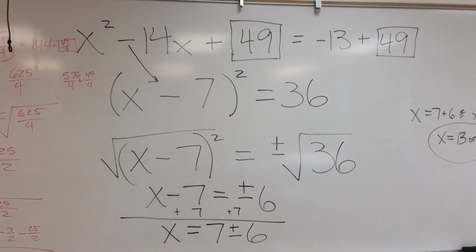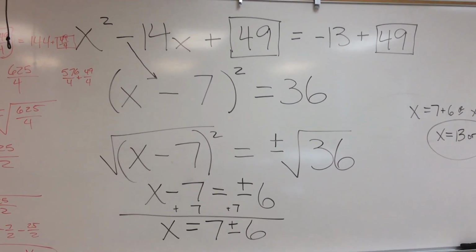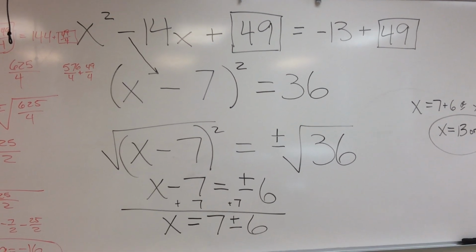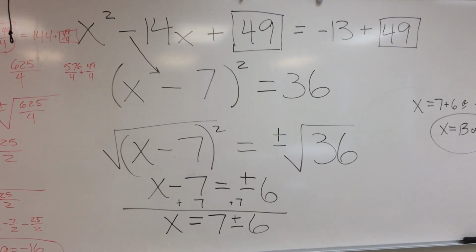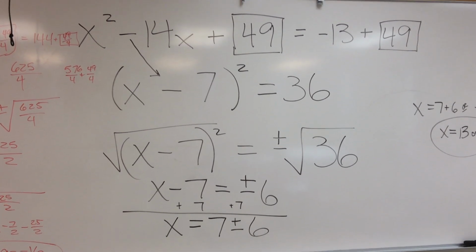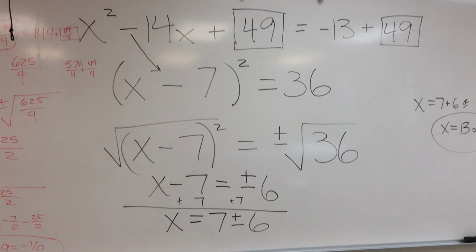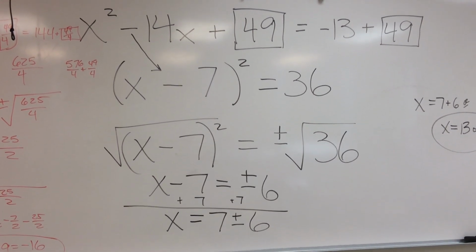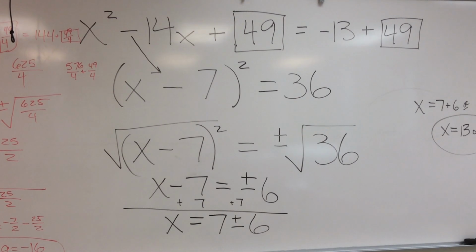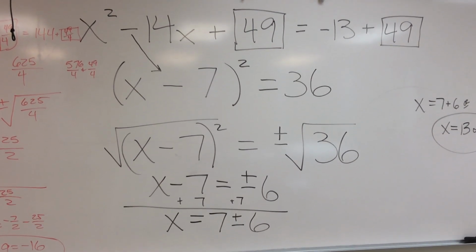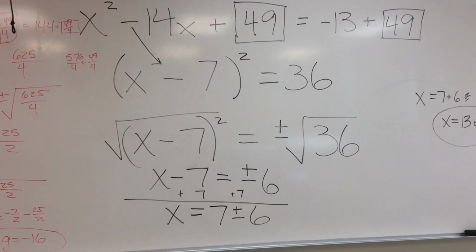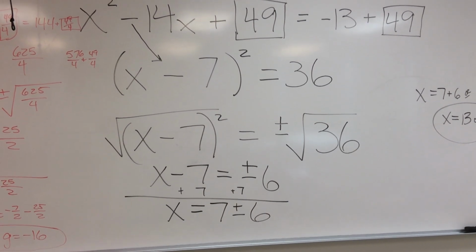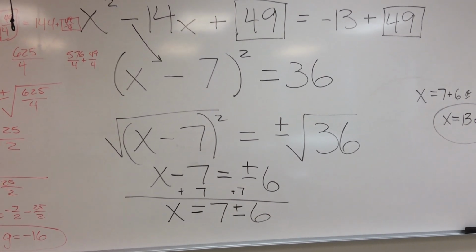Again, this makes a lot of sense if you were in class today. This is kind of a review for you of how we did this in class. Negative 13 plus 49 is 36. So now I have x minus 7 all squared equals 36. I need to get rid of that squared, so I'm going to take the square root of both sides. I'm going to remember to do positive or negative of the root on the right. And I have x minus 7 equals positive or negative 6. I'm going to solve for x by adding 7 to both sides. I get x equals 7 plus or minus 6.